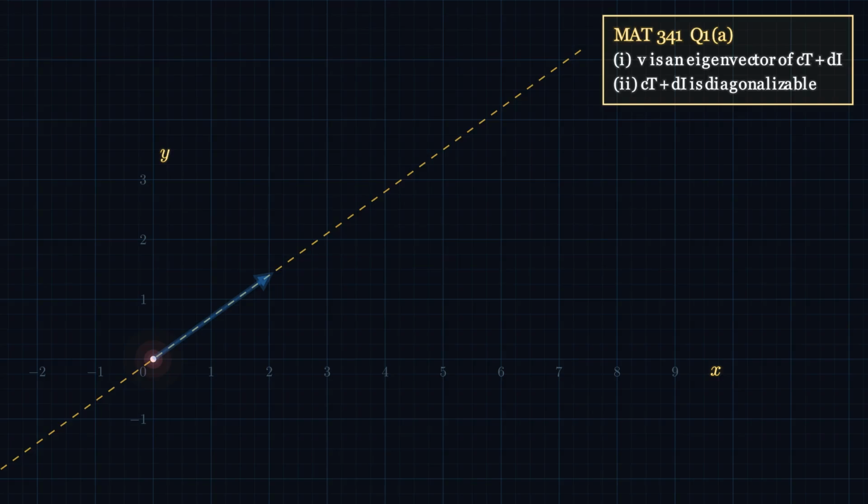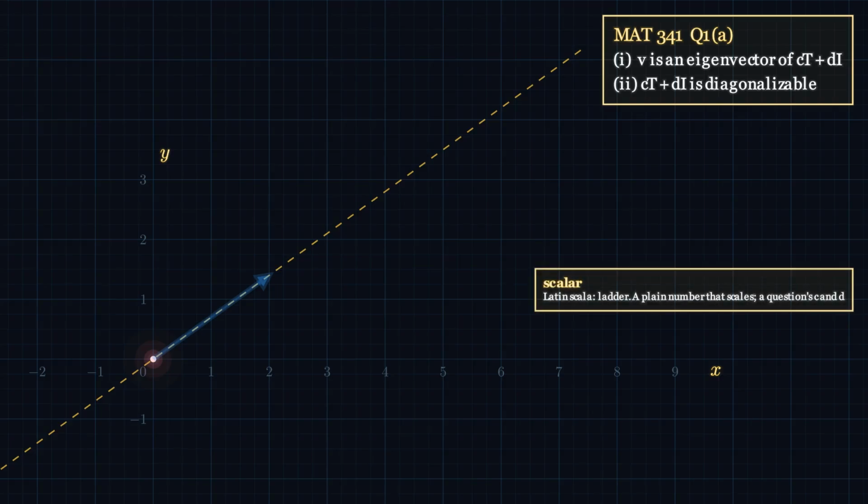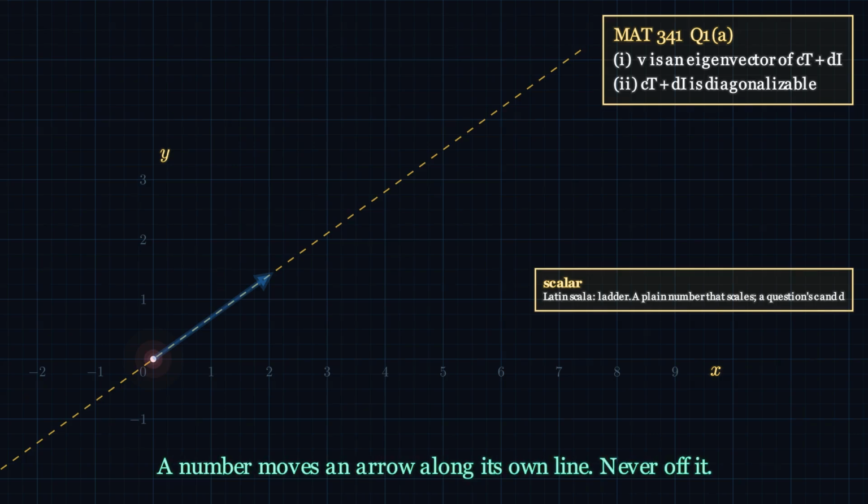Mathematicians call such a plain number a scalar, from the Latin scala, a ladder, because all it can ever do is scale things up and down. So when a question says C and D are scalars, it means exactly this: ordinary numbers. A number can never turn an arrow off its line.